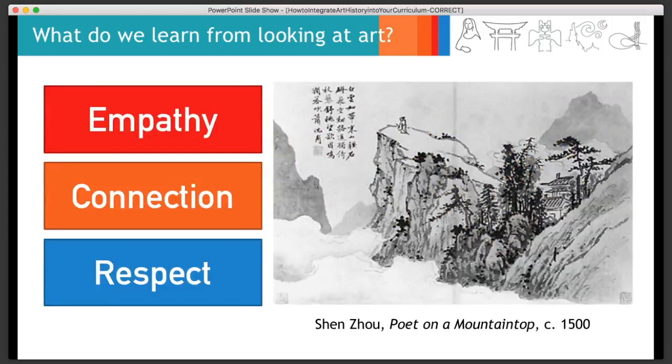And that's awesome. And then, of course, that connection with other people: empathy, connection, respect. We can look at art and we can learn how to have empathy and to connect. So that's what it's all about.